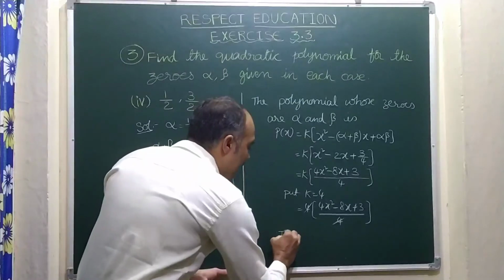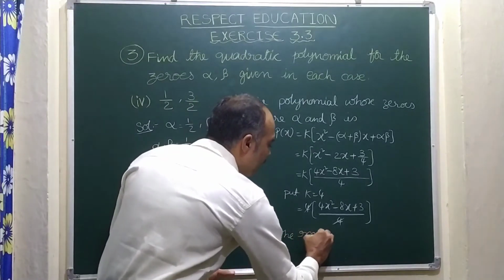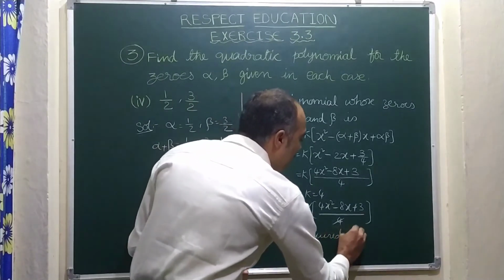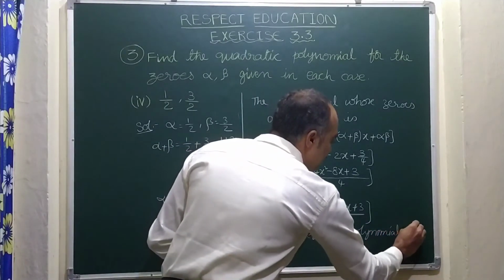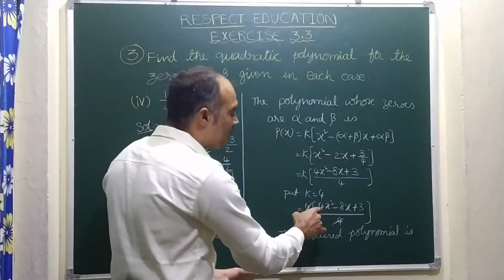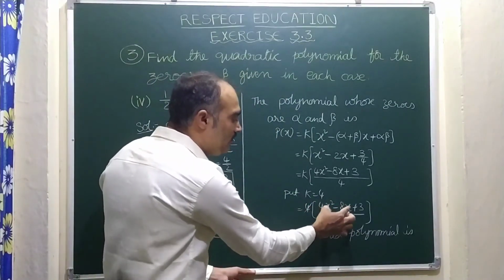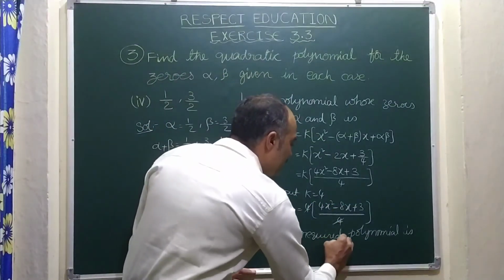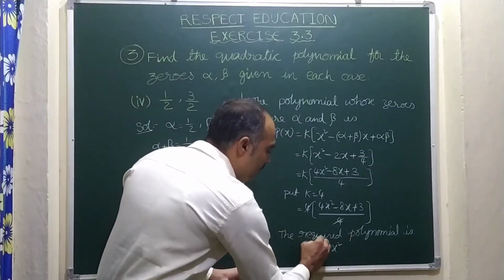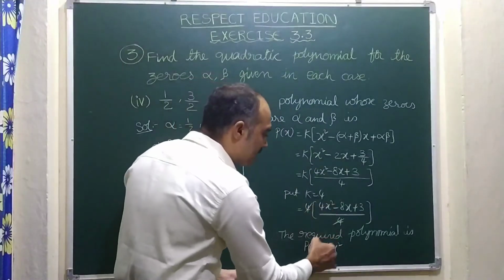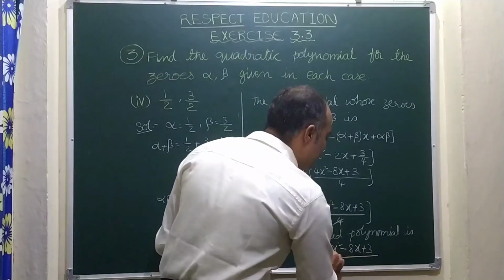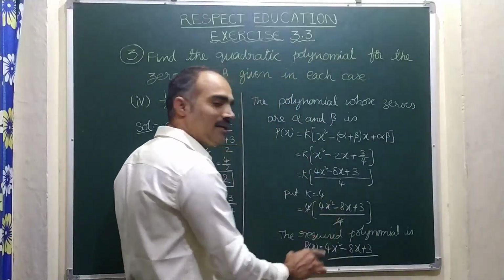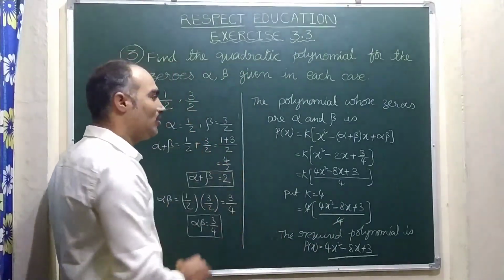Therefore the required polynomial is, see here what is required, what is the leftover value finally, 4x square. We can write p of x equal to 4x square minus 8x plus 3. This is the required polynomial and this is the final answer for this bit, fourth one.